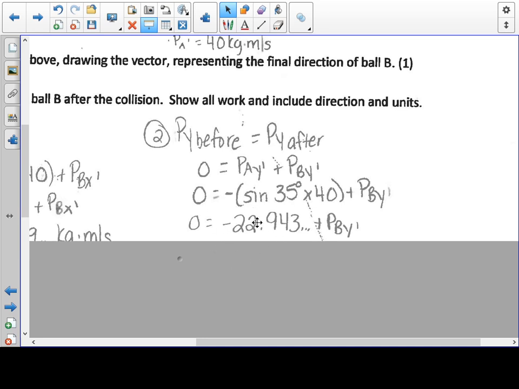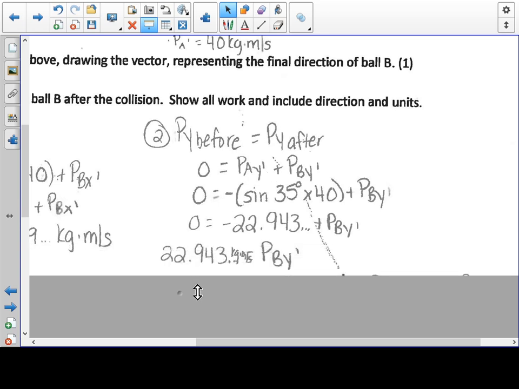or after you calculate that becomes 22.943. So the ball A has a momentum of 22.943 Newton seconds, or kilogram meters per second, in the downward direction, which means ball B has the same magnitude but in the up direction.